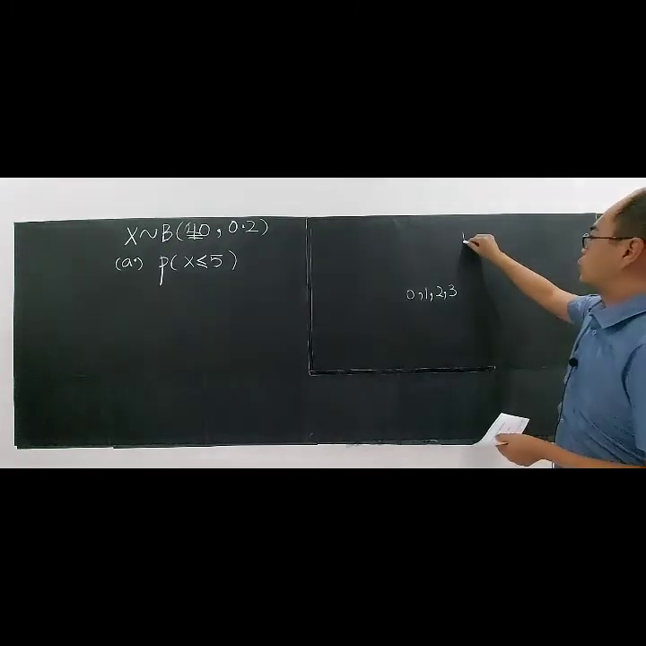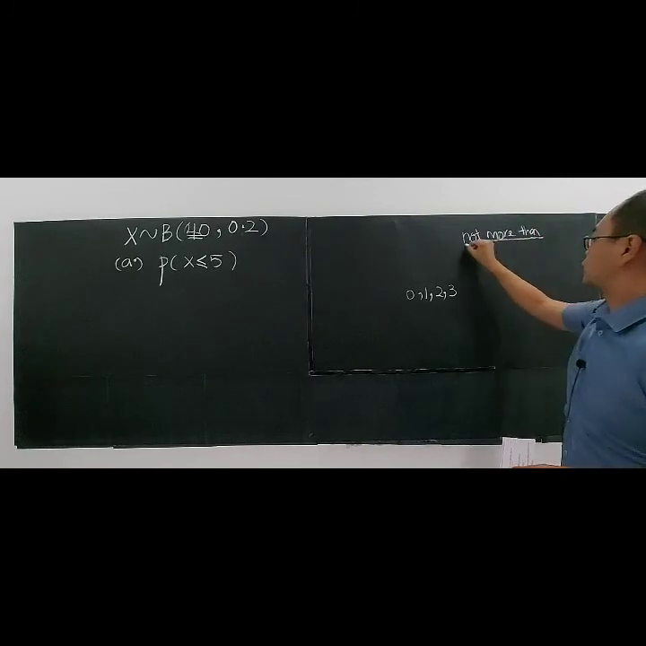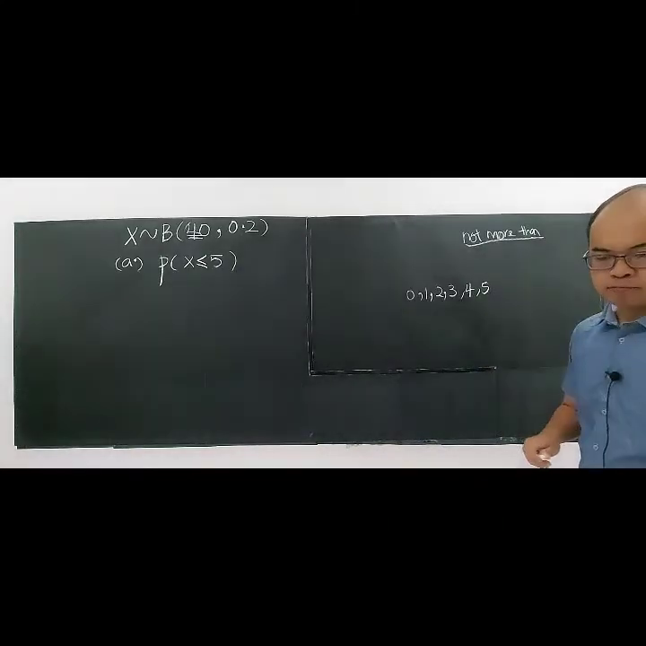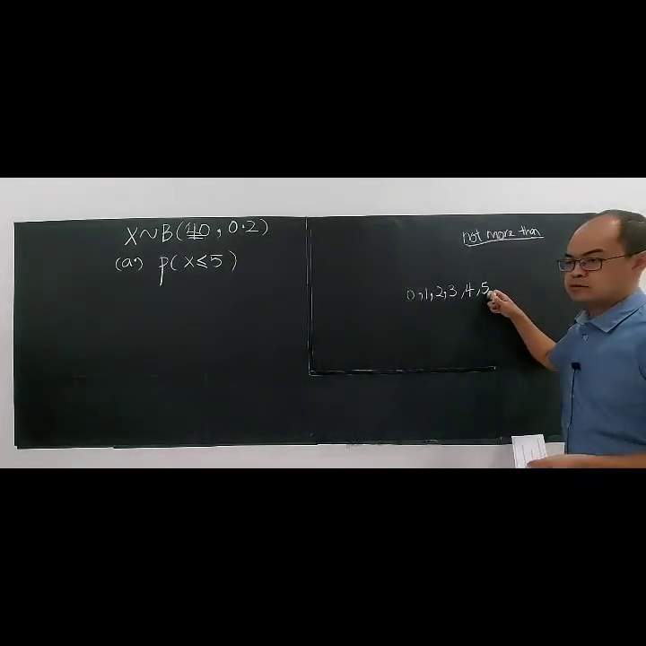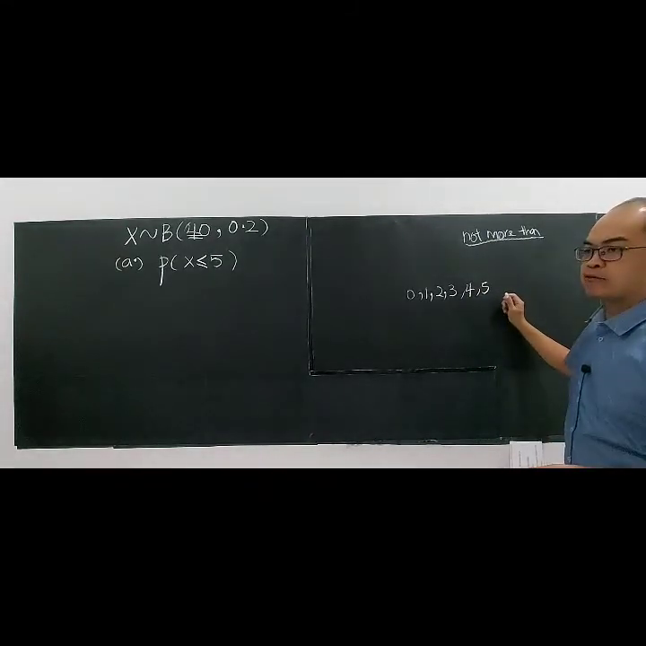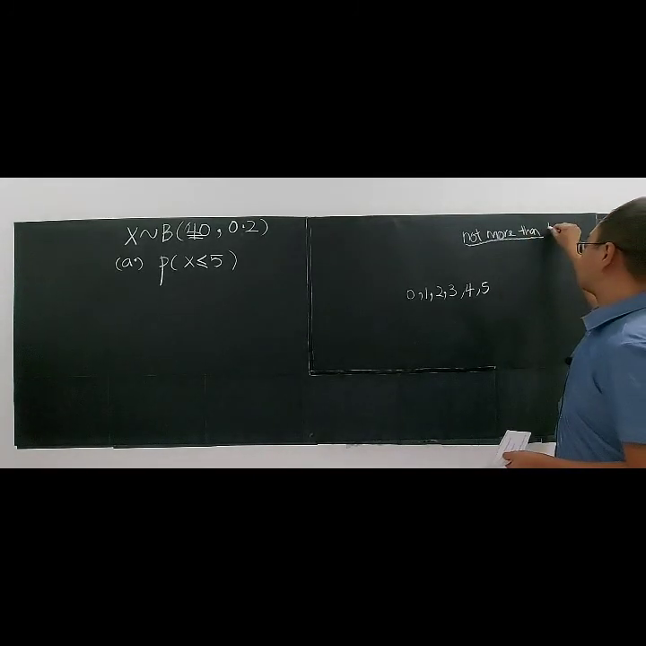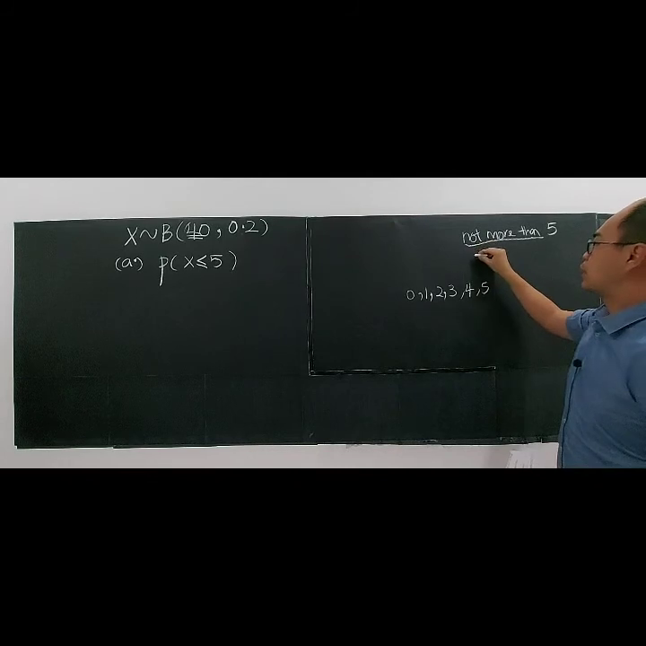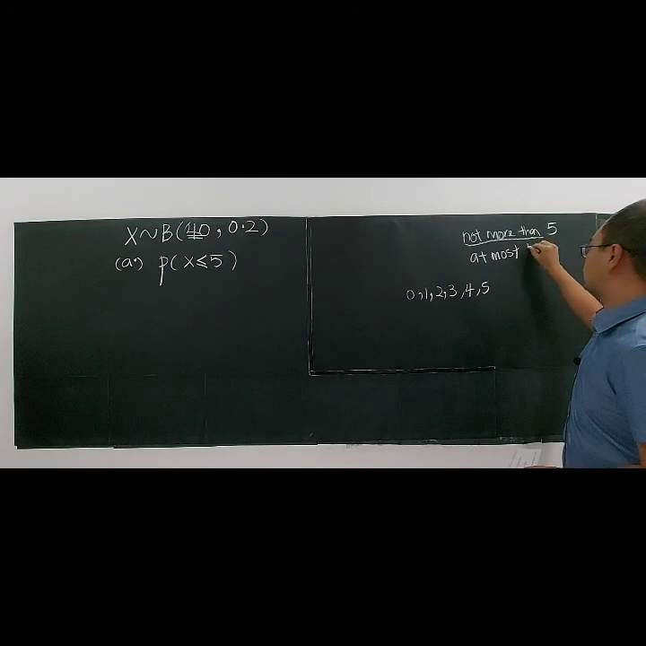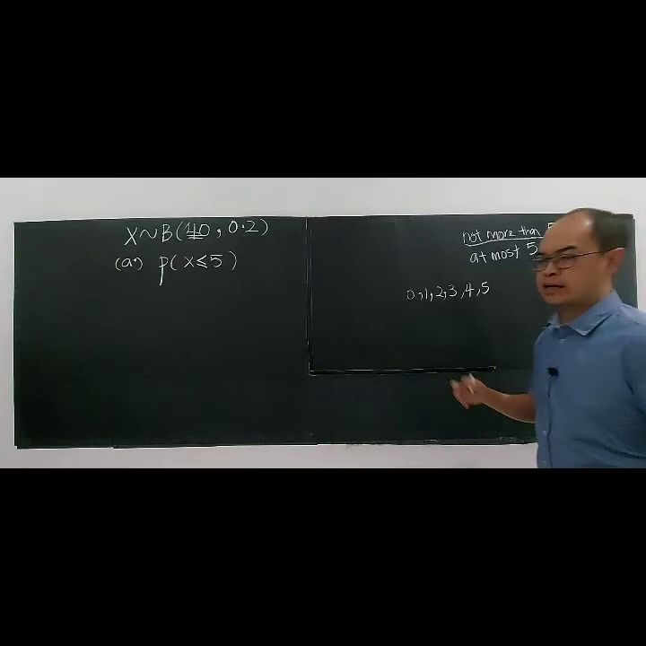The words not more than 5. It can be 4, right? 4 is not more than 5 also. 5, yes, 5 can, because 5 is included. It can be 5, right? It just cannot be more than 5. Alright, not more than 5 has the same meaning as at most 5. They are equivalent.